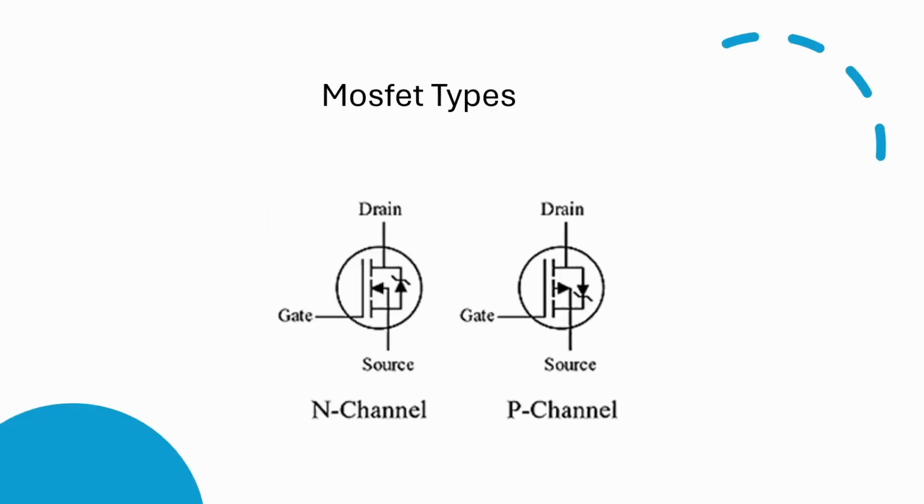We're going to be working with two different types of MOSFETs. N-channel is seen on the left, and P-channel is seen on the right. N-channel FETs are used to switch the low side of a circuit, or in other words, the negative ground side of a circuit. P-channel FETs are used for switching the positive side of a circuit, or the high side of the circuit.